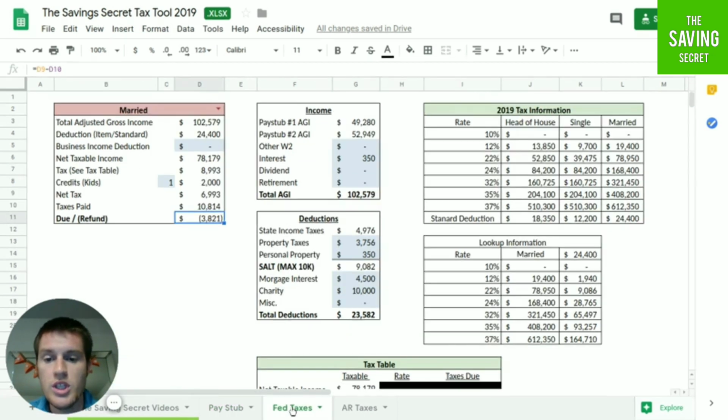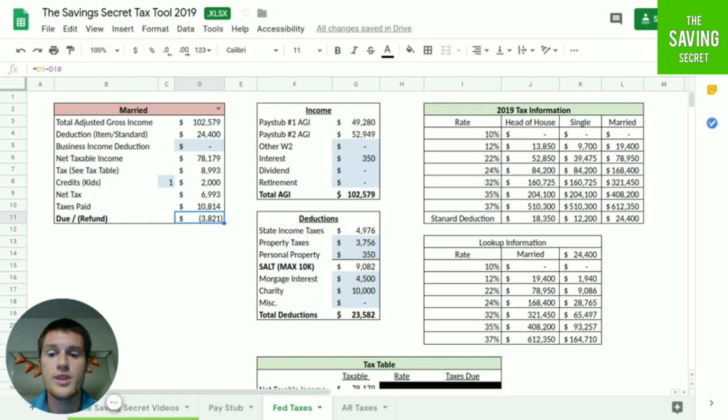So again, if you look at your taxes paid, you would have paid $10,814, but you only owe $6,993. So you'd be receiving a refund of $3,821. So if you don't like this amount, if you want more money in your current pay period, you can make adjustments through your W-4 form and then redo this tool after the next pay period and see how your adjustment will come out.